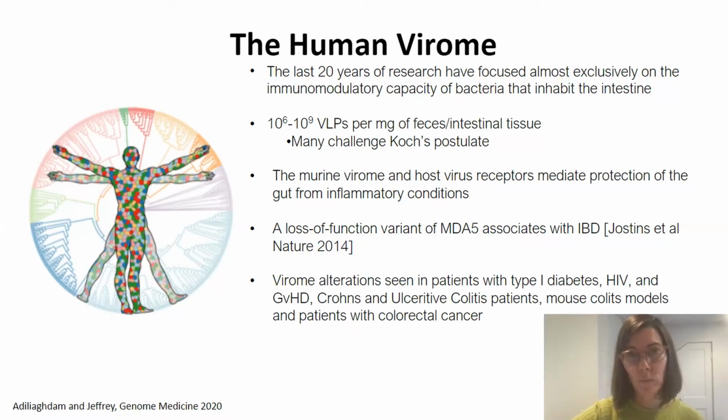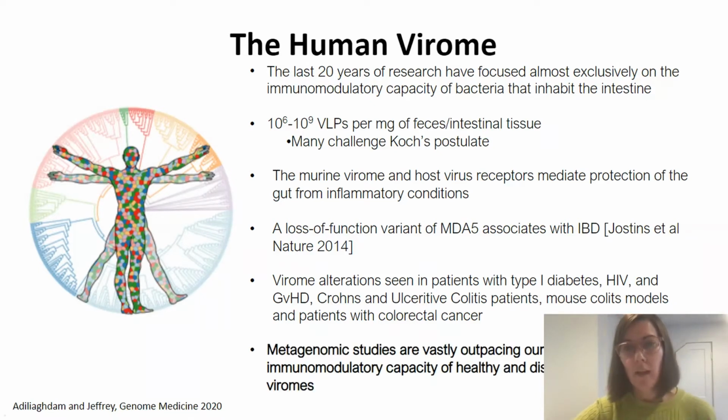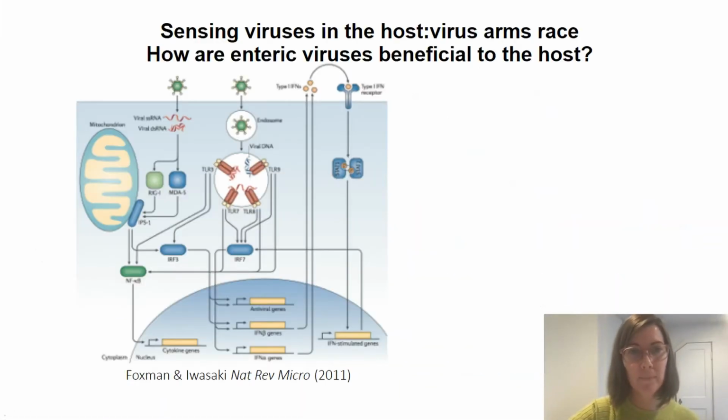And now we can sequence viruses very easily using metagenomics. And that has led to a slew of papers showing that the so-called virome, the prokaryotic and eukaryotic viruses in our human tissues, are altered in a number of human diseases. I've listed some here, but particularly in Crohn's and ulcerative colitis patients. But it was fair to say at that point, these metagenomic studies were vastly outpacing our understanding of whether those changes in viruses contribute to disease, or what their immunomodulatory capacity is in both healthy and disease states.